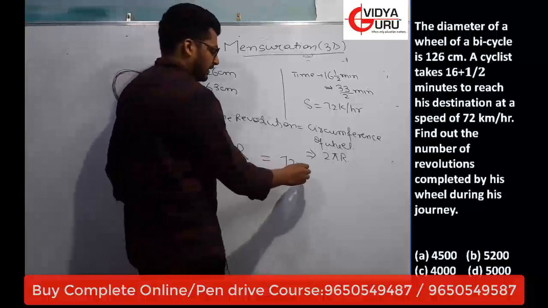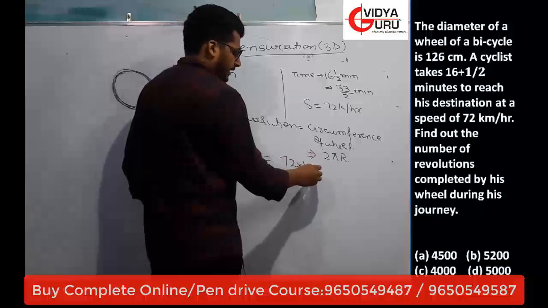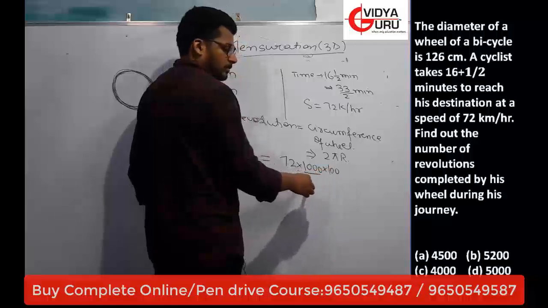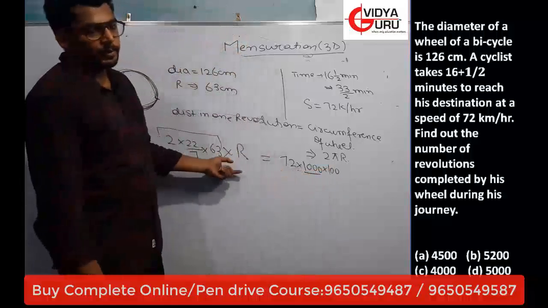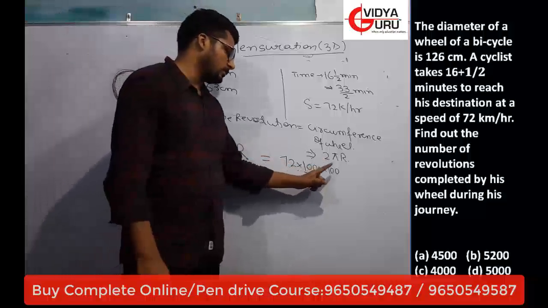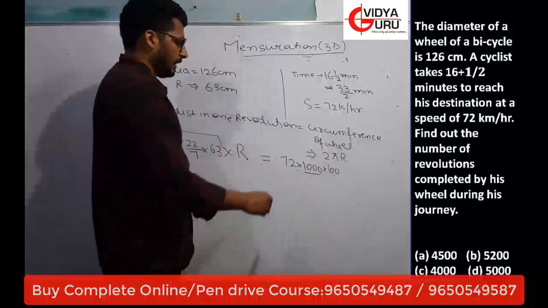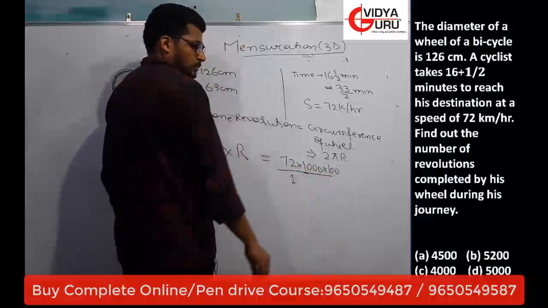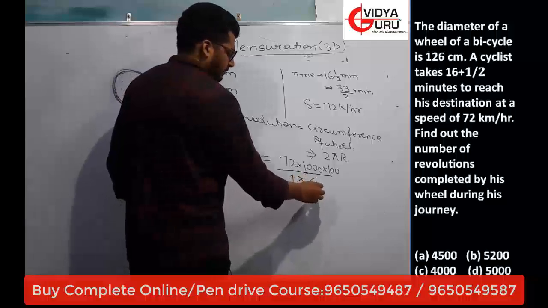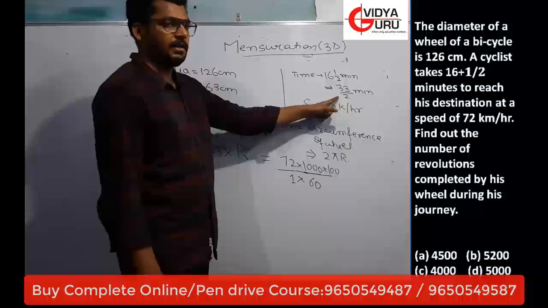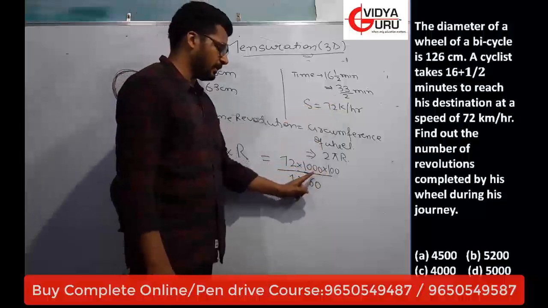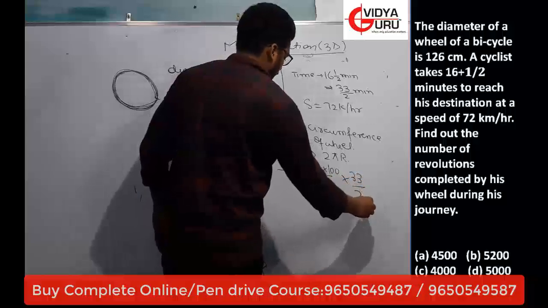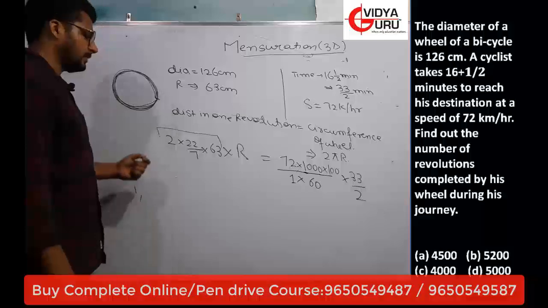To convert it into centimeter, first I convert into meter. 1 kilometer is equal to 1000 meter and 1 meter is 100 centimeter. So multiply by 1000, then multiply by 100. I will also convert the hour into minutes by multiplying by 60, because time is given in minutes. Then multiply by time, 33 by 2. Just solve it and you will get the exact answer.